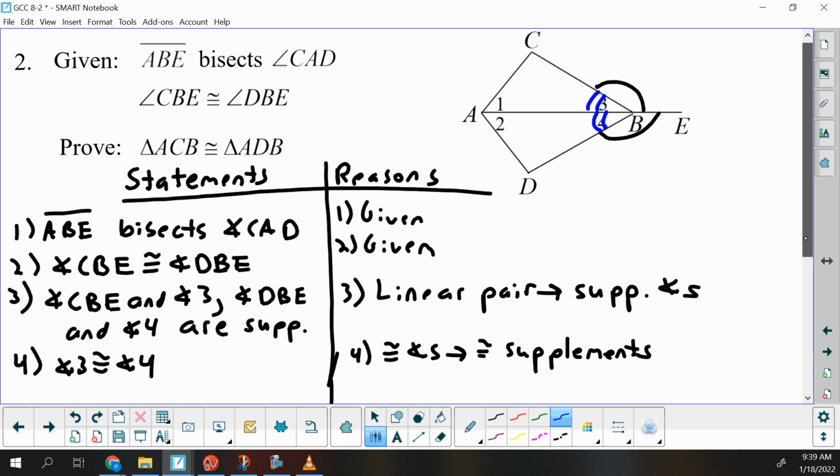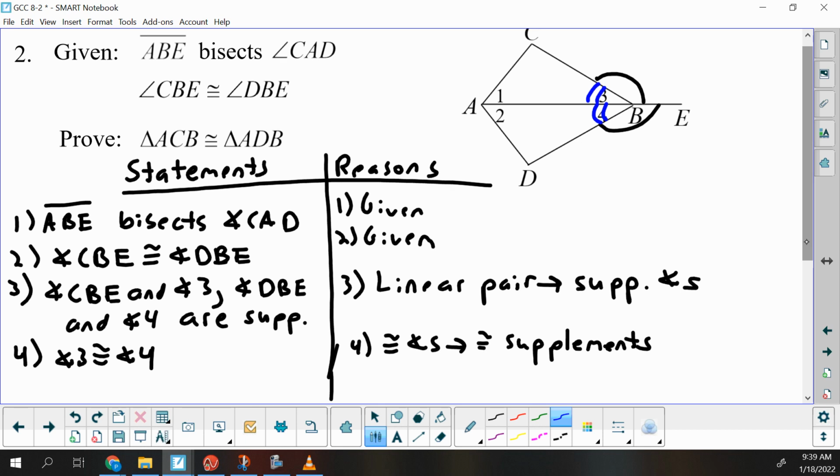Well, our top given we haven't used yet. We've got bisects. Look, after the word bisects, you've got an angle. So that tells us we should have angle bisector implies two congruent angles. We're pointing at two congruent angles. Angle CAD is the one that was being bisected. So the ones that will be congruent are the two smaller angles there, angle 1 congruent to angle 2.